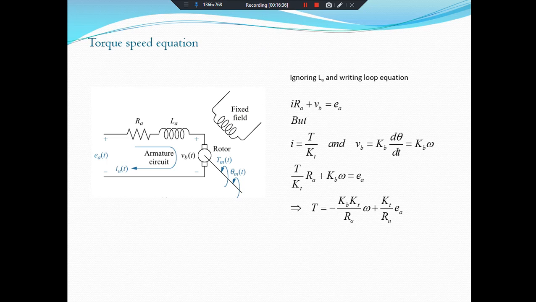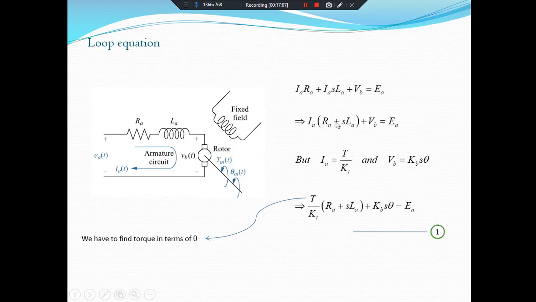So we have to find the speed torque equation. As we already applied the loop equation inside the armature circuit in the previous equation, we will ignore LA. What is LA? LA is the inductance of the armature, the value of which is very low, so we ignore it, and we write the rest of the equation: I RA plus EB equal to EA. Let me show you the equation. This was the loop equation that we have already written. So we ignore this term.